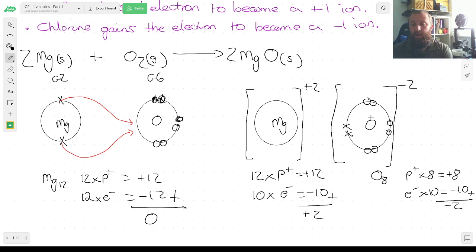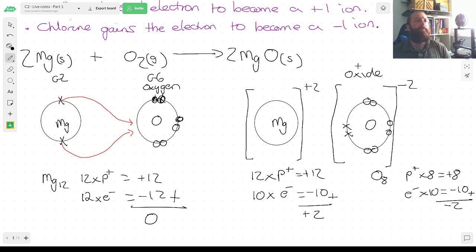So that's my charge. If you remember last lesson, we said when we're naming these, when we take any of the non-metals and turn them into an ion, they end in -ide. So this goes from oxygen to oxide. And that's going to be my anion.